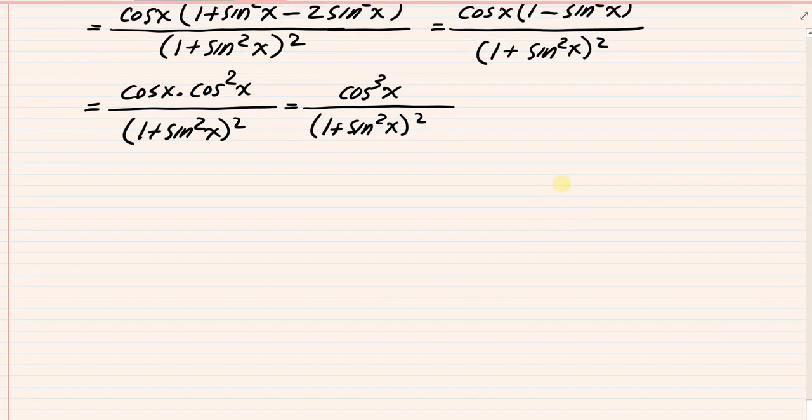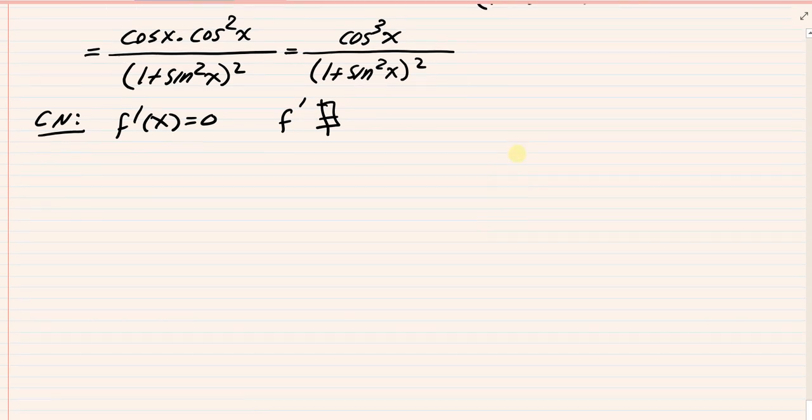Let's find the critical numbers now, places where f prime is 0 or f prime does not exist. Now let's look at the denominator. In the denominator, sine is bounded between 1 and negative 1. The fact that you have sine squared, so we know the denominator is always positive, right? And you have a square here on top of that, double squares. So the denominator is always positive. Now, is there any way, in other words, can that be 0?